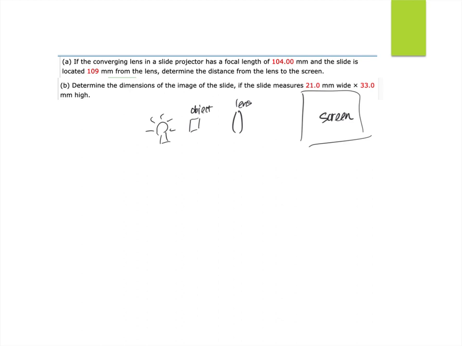We're told the focal length of the lens is 104 millimeters. And the distance from the slide to the lens was 109 millimeters. That's the object distance. And we're actually trying to figure out this distance because we want the image to be focused on the screen. So it has to be placed at the proper distance.